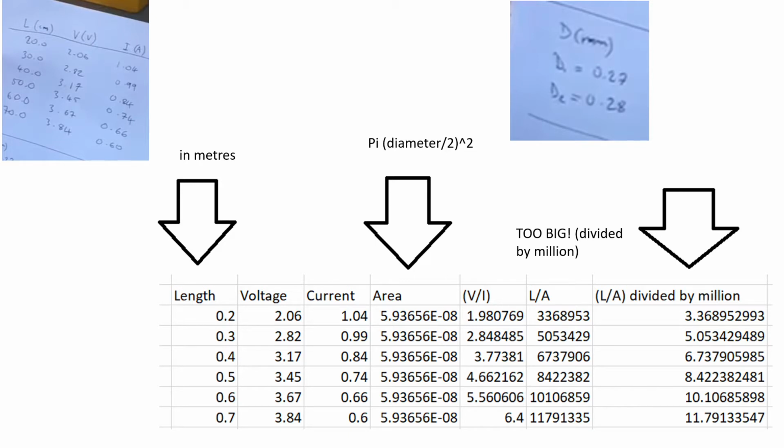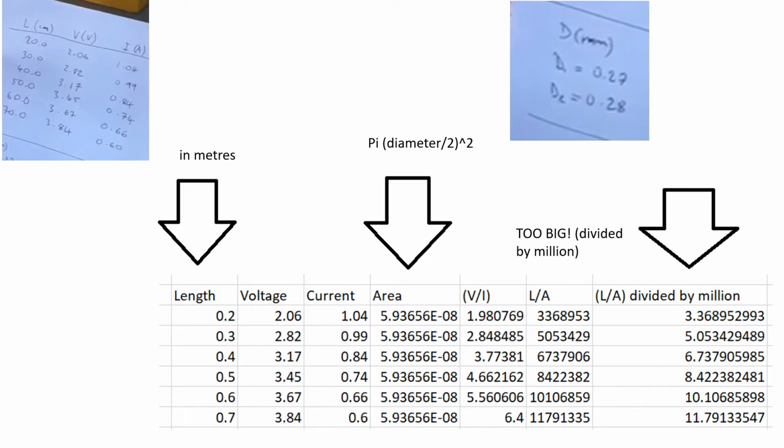So I did a column for length, and because the length was in centimeters, I converted the centimeters into meters. So 20 centimeters is 0.2 meters, and I left it as voltage is the same and current is the same.